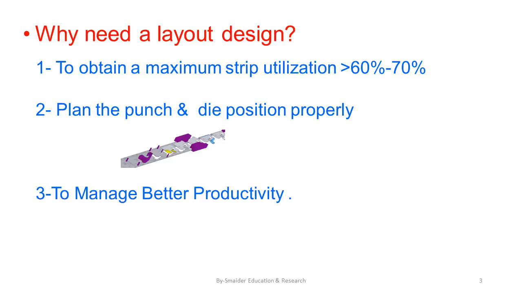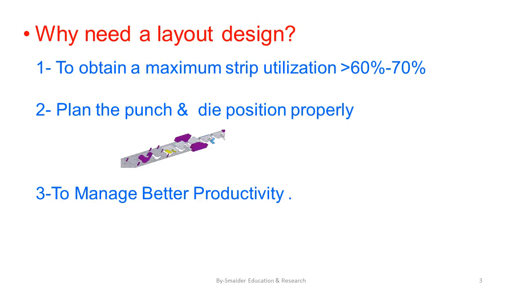To manage a better productivity. What is productivity? When you make a component, you make a tool, go to the production side, run the tool and get the production. Sometimes it may not meet your production requirement. If you get one component for one stroke and you need 2 million components per month or per day, you need some lakhs of components, so you may not meet your productivity, you may not meet the numbers.